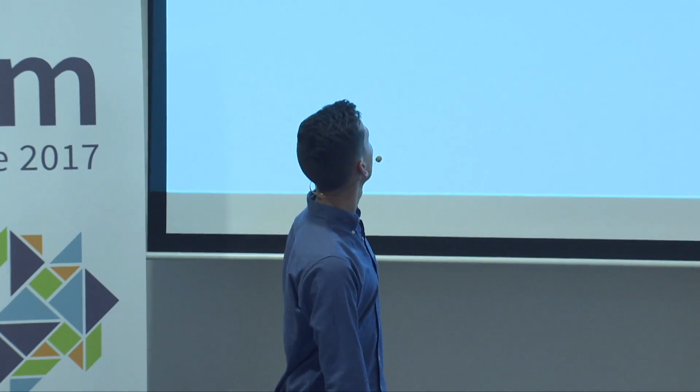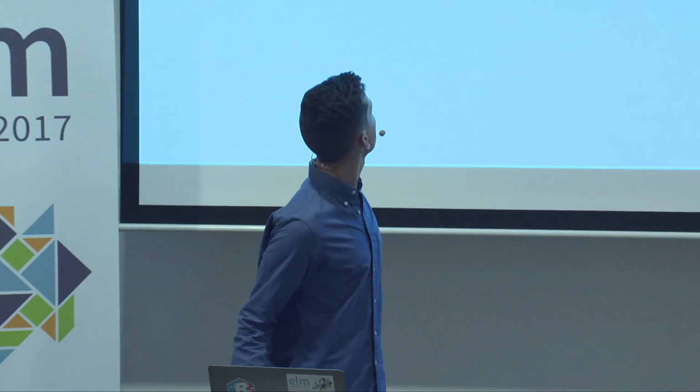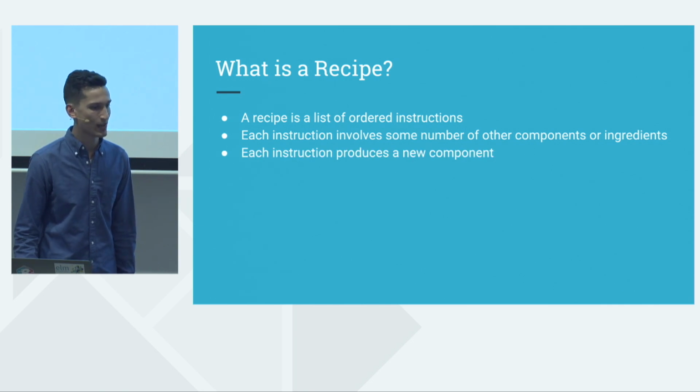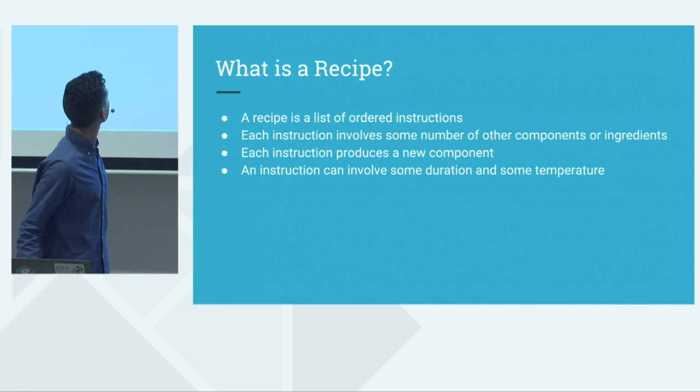Okay, so returning to this question, what is a recipe? The reason why I chose Elm to do this is because Elm is really good at modeling abstract stuff as data, and the type system, I like it a lot, obviously. So what is a recipe? I had to consider some questions, like what are the actual qualities of a recipe? Well, it's a big list of ordered instructions, right? Each instruction involves some number of other components or ingredients and produces a new component.